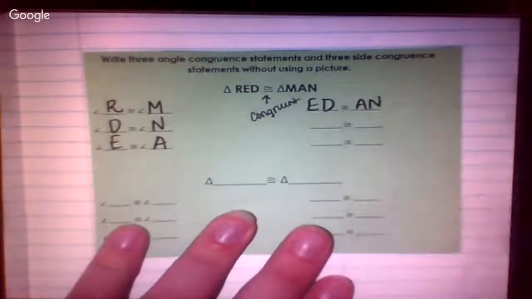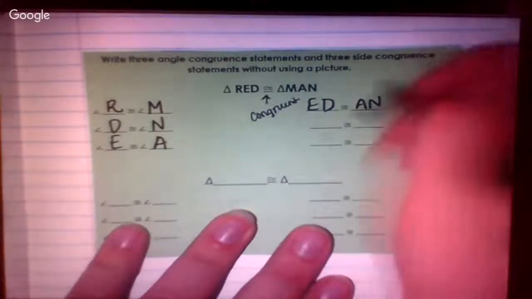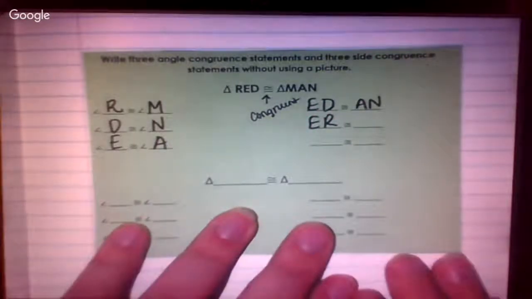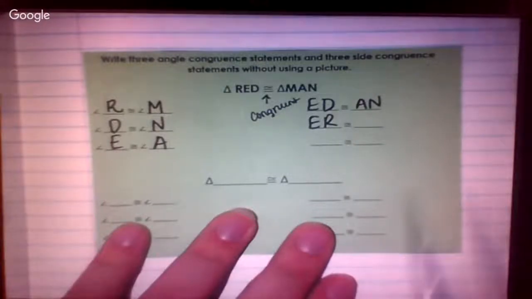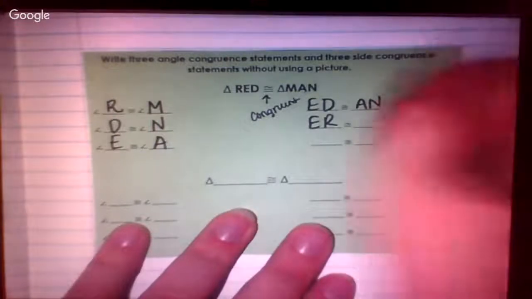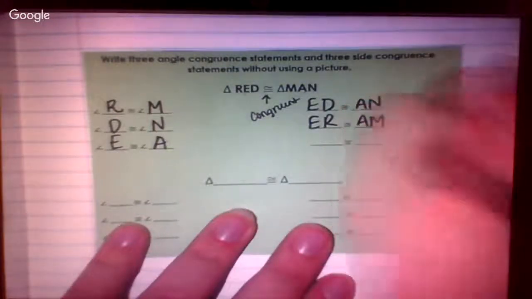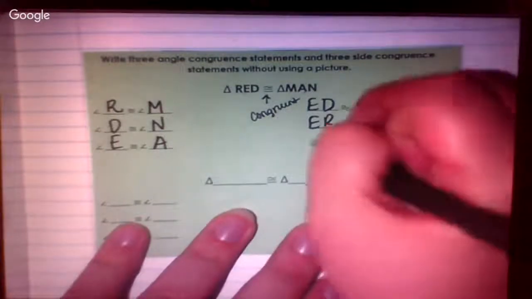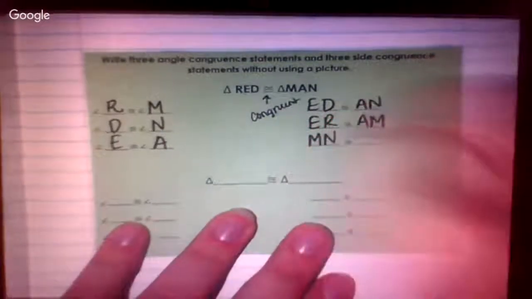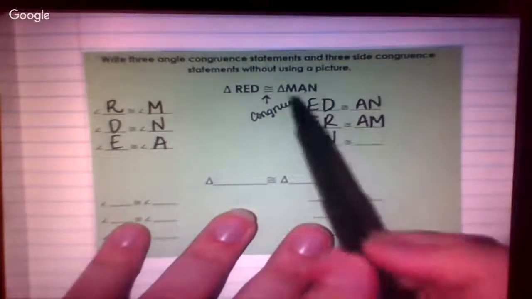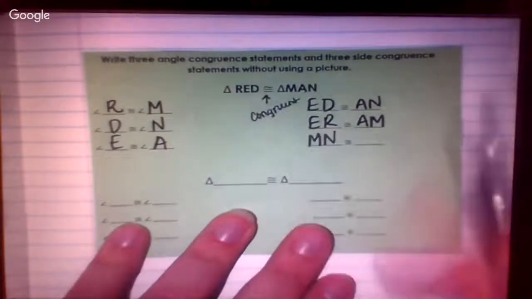If I switch it up and I do ER, AM. E to R goes 2 to 1, so this should go 2 to 1. If I do MN, RD, first, third, so first and third.